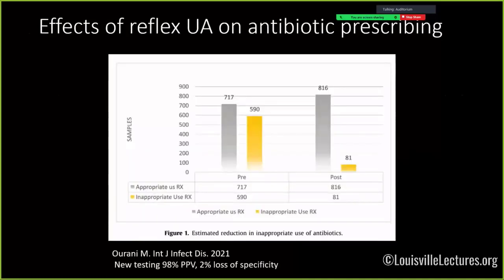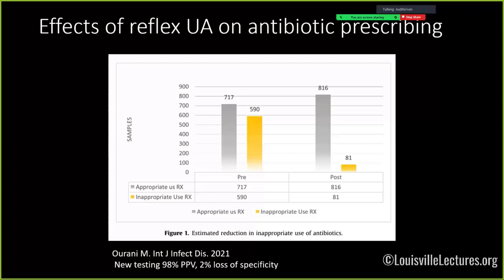And does that work? This is a paper from 2021 where they basically looked at their appropriate, in gray, and inappropriate, in yellow, antibiotic use related to urine testing before and after they put in a reflex system. And you can see there wasn't any change in appropriate antibiotics overall, but there was a really big decrease in inappropriate antibiotic prescription.